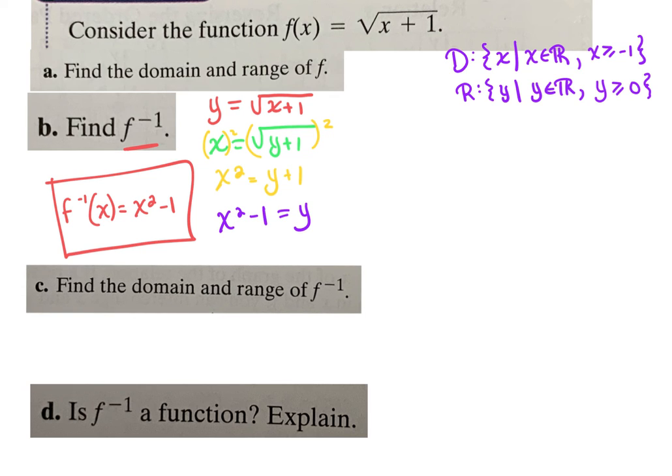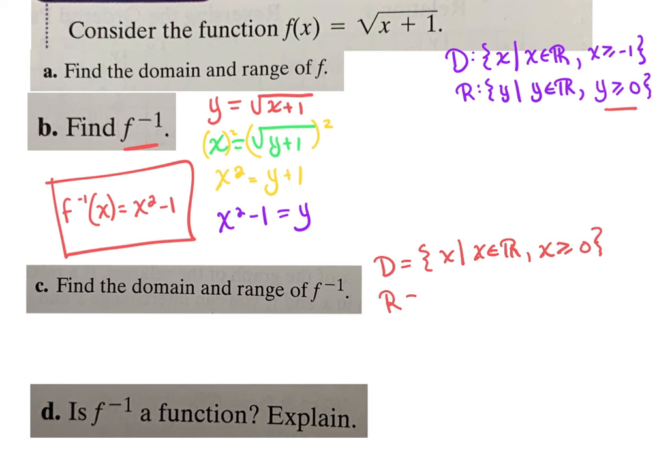Now it says find the domain and range of it. Well, I already found the domain and range of my original function. That's up here. So my domain and range of my inverse is literally going to flip-flop. My domain of this is, again, x's. X is an element of the real numbers, but my limitation is now this: x has to be greater than or equal to 0.